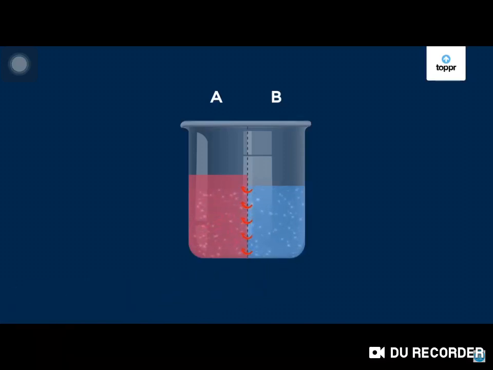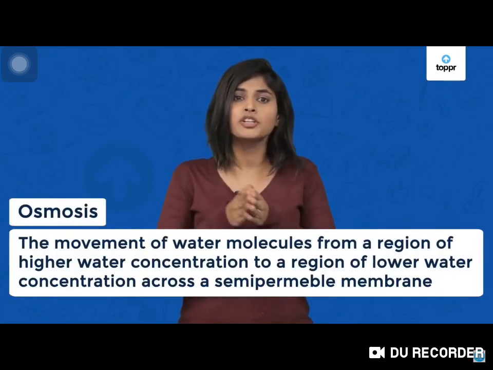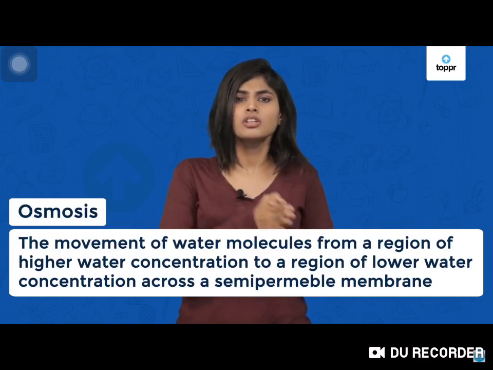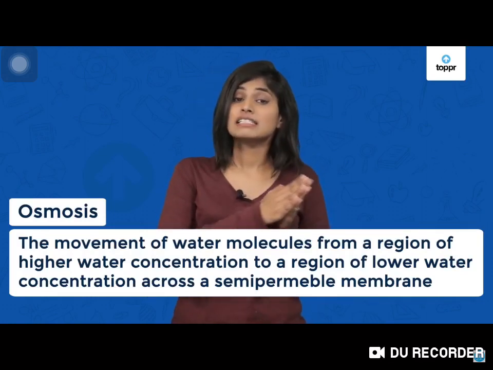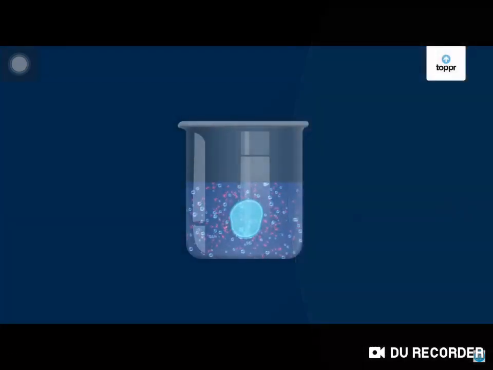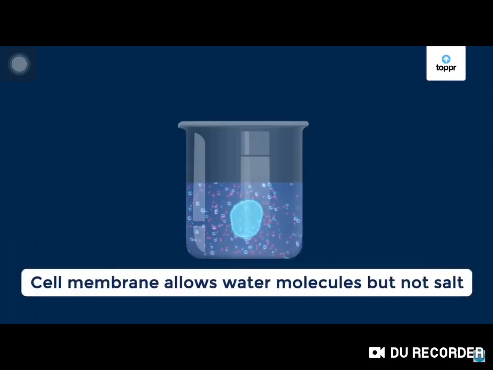We use a special term for this type of movement of water. It is called osmosis. We can define osmosis as the movement of water molecules from the region of higher concentration to the region of lower concentration across a semi-permeable membrane. As we know, the cell membrane is semi-permeable. So, it cannot let in this salt X, but it can let in water molecules.